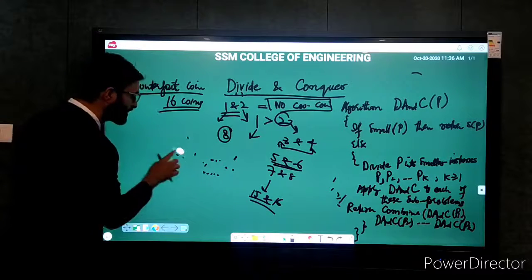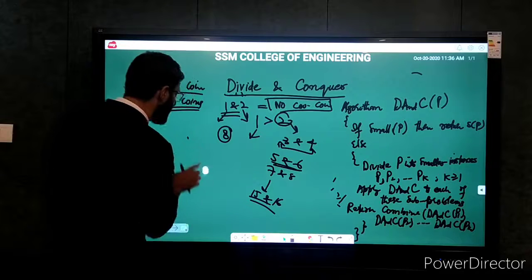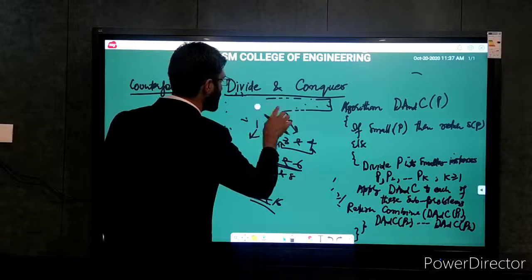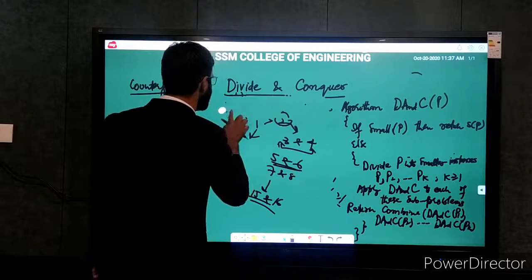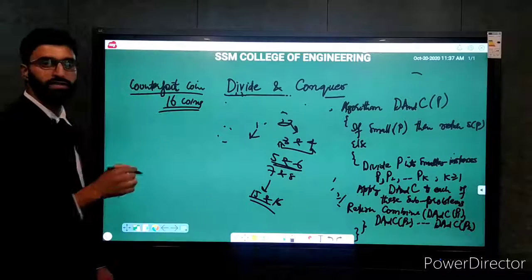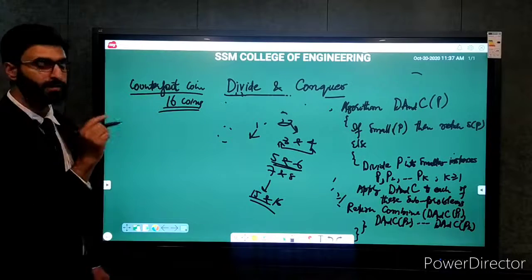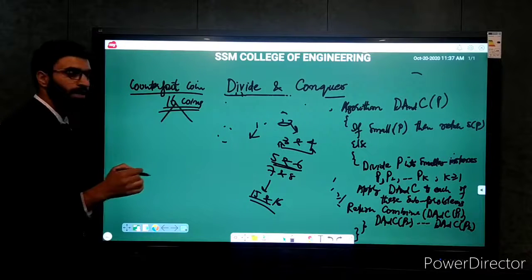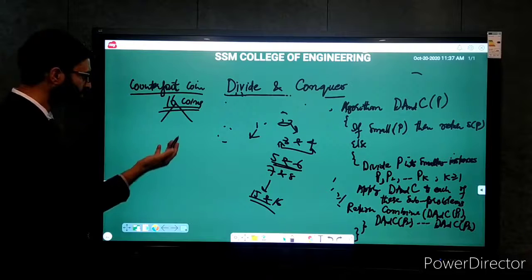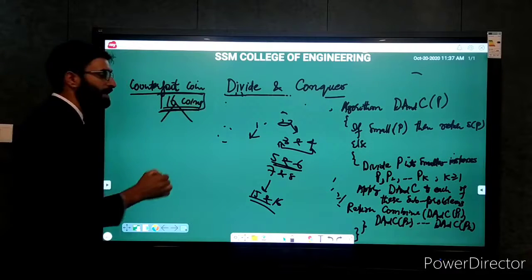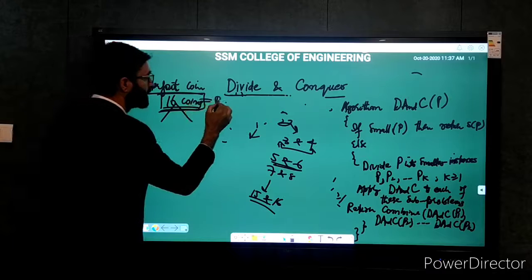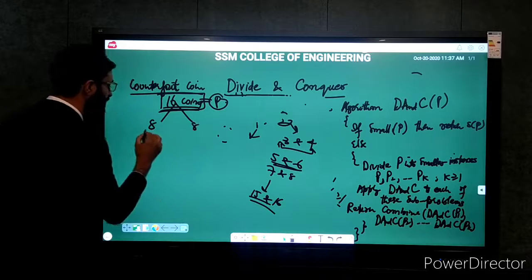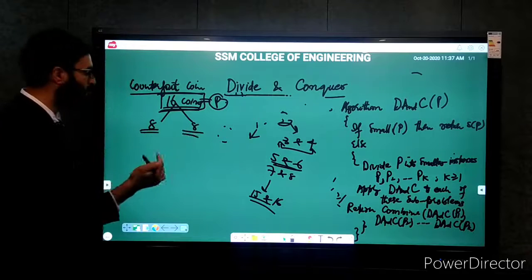Here we can use the divide and conquer strategy to detect a counterfeit coin in a bag of coins. Let us suppose we are given the same question, 16 coins, and we use the divide and conquer design strategy. What will we do? We will divide this bag. This is the bigger problem, P. We can divide this problem into smaller instances, means 8 coins and 8 coins. So we can take 2 sets of 8 coins each.